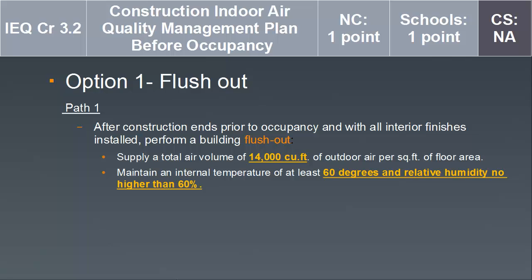Indoor Environmental Quality Credit 3.2 is Construction Indoor Air Quality Management Plan before occupancy. This requires a building flush-out. Path 1 for achieving this credit includes after construction ends, prior to occupancy, and with all interior finishes installed, performing a building flush-out that supplies a total air volume of 14,000 cubic feet of outdoor air per square foot of floor area. And you need to maintain an internal temperature of at least 60 degrees and relative humidity no higher than 60%. Memorize those numbers in yellow.